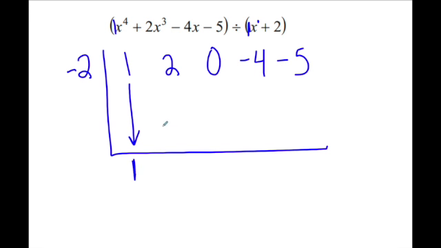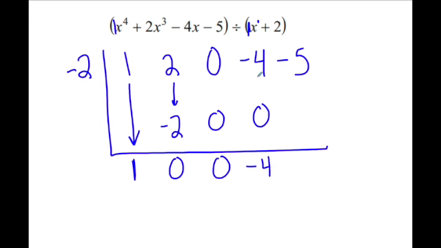We multiply by negative 2. We get negative 2. We add down. We get 0. We multiply by negative 2. We get 0. We add down. We get 0. We multiply by negative 2. We get 0. We add through. Now we're going to get something a little bit more meaningful. We get negative 4. Multiply by negative 2. And we get, I believe, 8. And now we're going to add through, and we get 3.